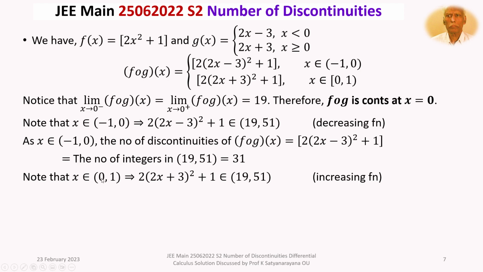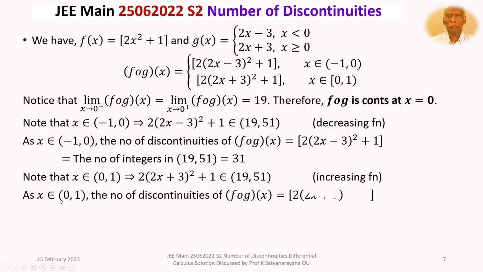So if x takes the value 0, then it will take 19. You agreed? When x takes 1 in this, it will take 51. That means 19 to 51. So it will map, and that means it is an increasing function in this branch. So as x belongs to the open interval 0 to 1, the number of discontinuities of f composed g of x in the second branch is equal to the number of integers in 19 to 51.